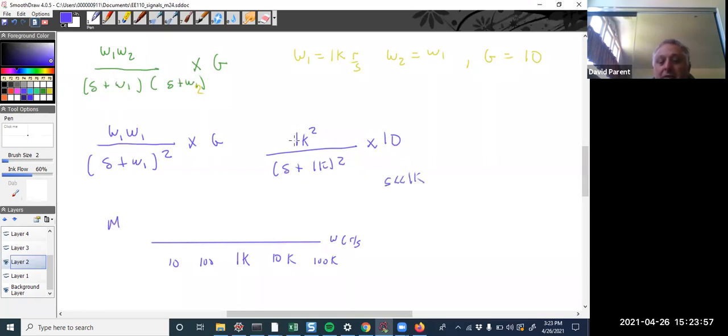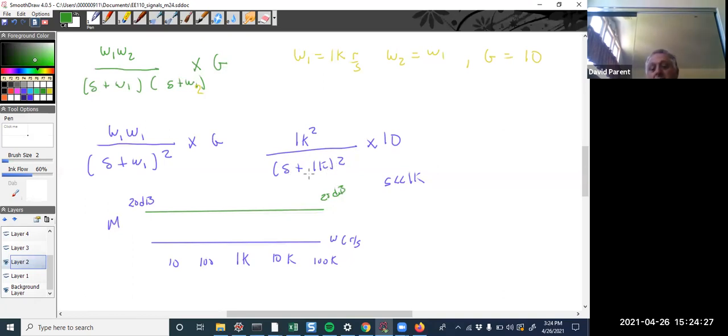So if that happens, then the 1Ks cancel, and I'm left with 10. 20 times log 10 is 20 dB. So I'm going to start at 20 dB, right? And if that was the only thing going on, I would just have that 20 dB, right?